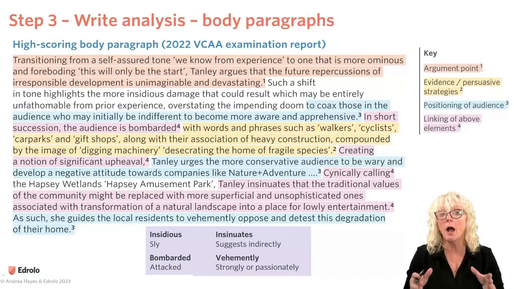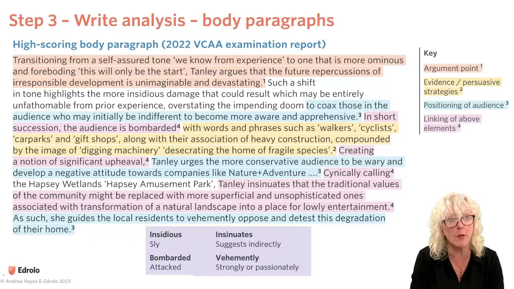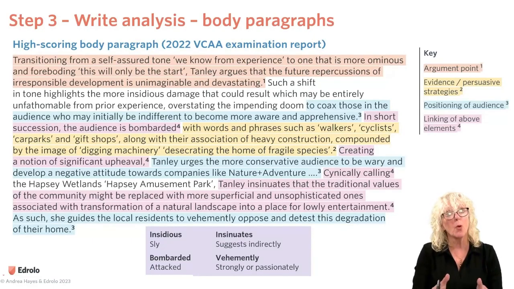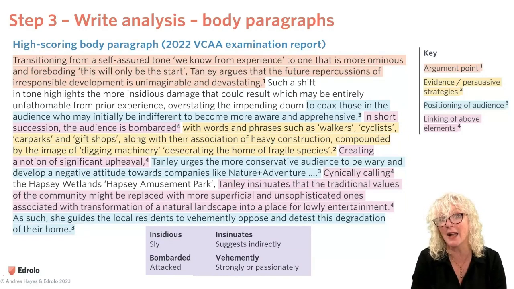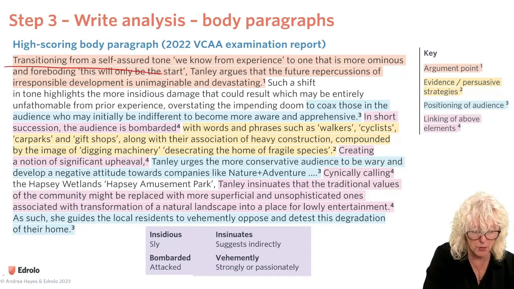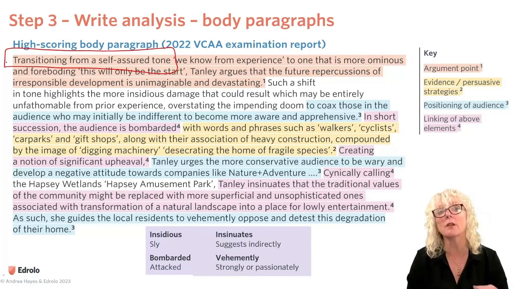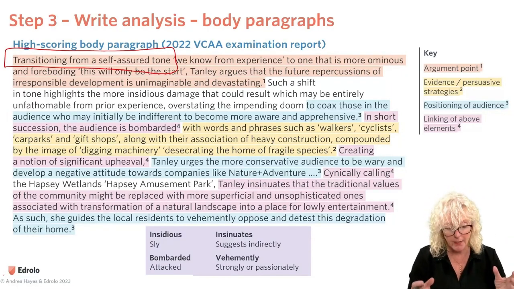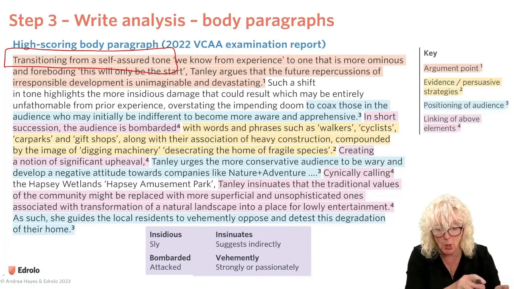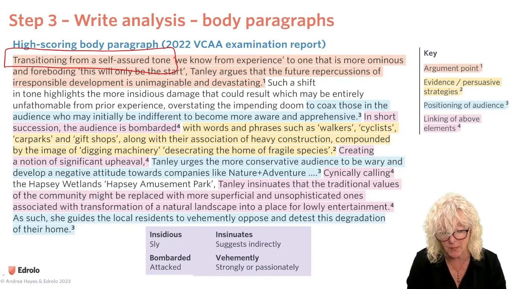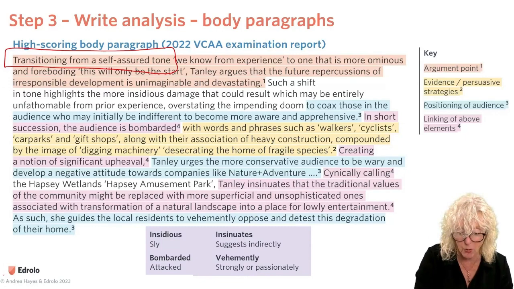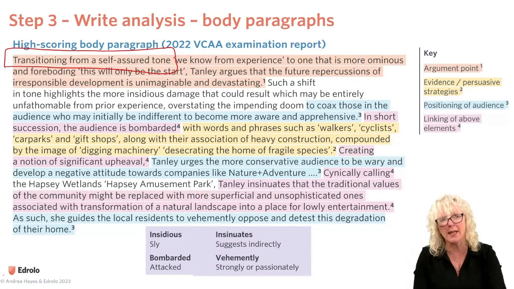Here we have a high-scoring body paragraph, once again from the 2022 VCAA examination report. You can see here very clearly that the argument point is like a topic sentence at the start of the paragraph. What else is also good to note is transitioning from a self-assured tone. So that in effect is a persuasive device, changing a tonal shift at the very start of this argument point, which is really good, followed by a quote that is an evidential quote. That is, it's evidence of that tonal shift.